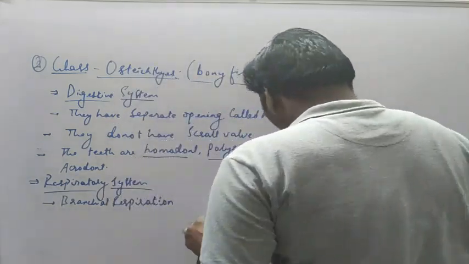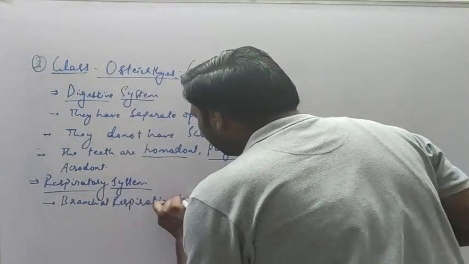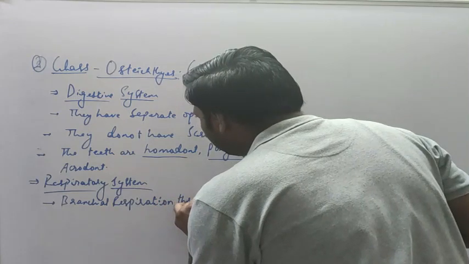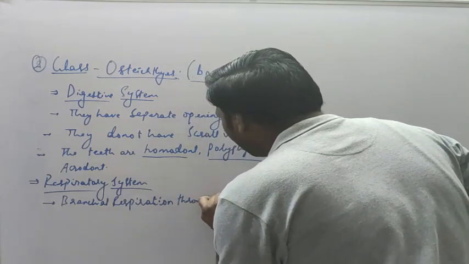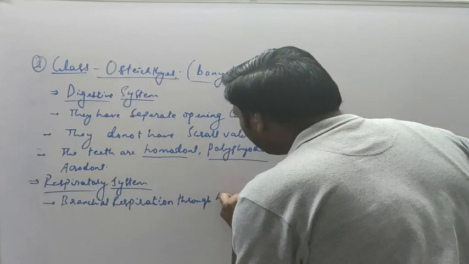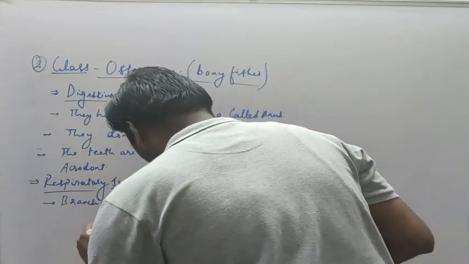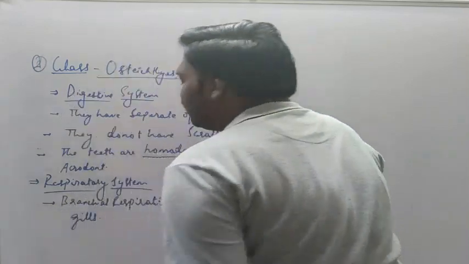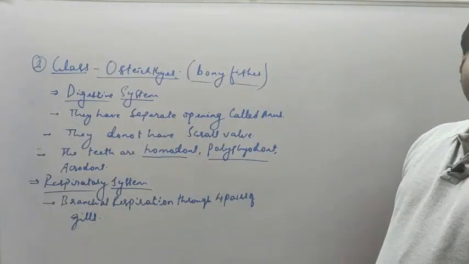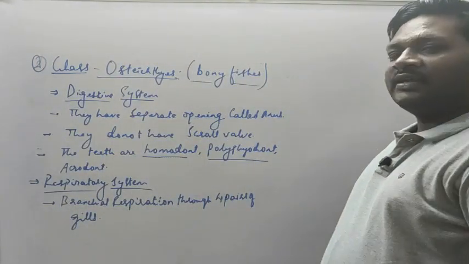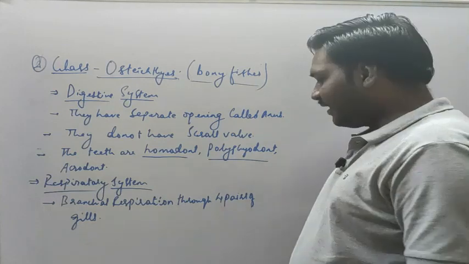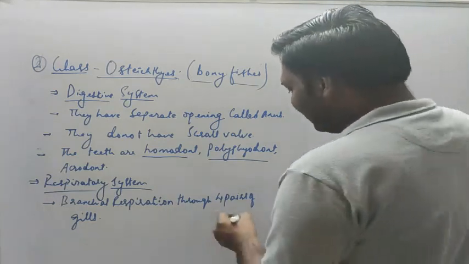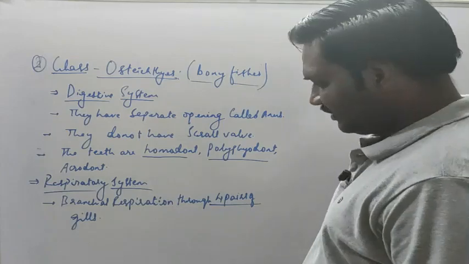Four pairs of gills. So they show the branchial type of respiration, that is the respiration which is taking place through the gills, and they have four pairs of gills.